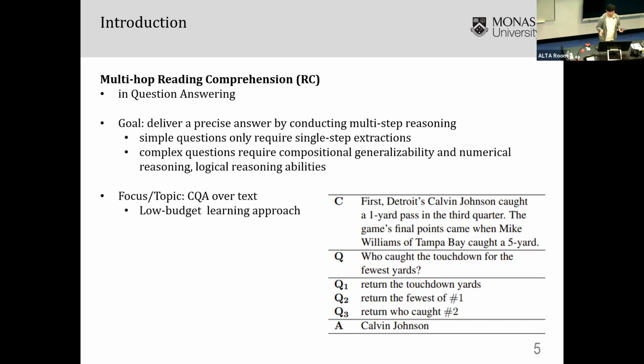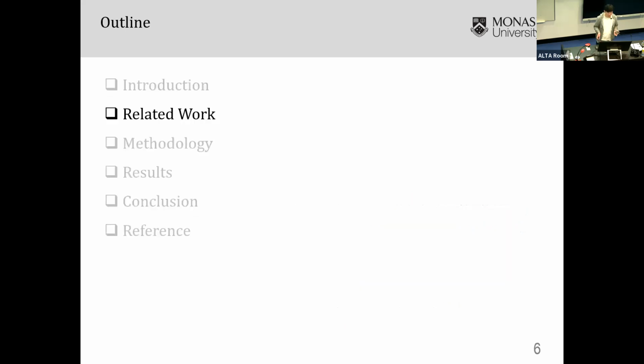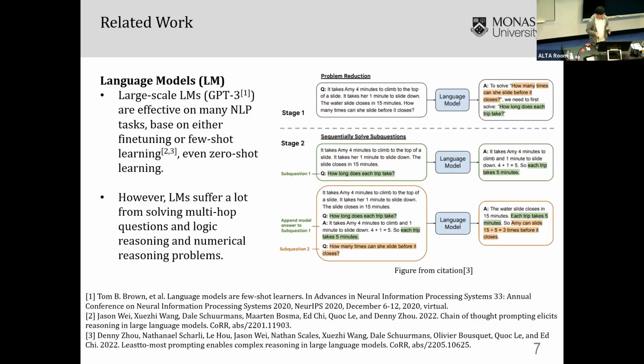I guess the task is clear now, and now the second part, the related work. Maybe I shouldn't talk more about the related work, but I want to emphasize some key points here. For the language models, maybe you know a lot of them. Large scale language models like GPT-3, and now we have ChatGPT, are so effective on many natural language processing tasks based on either fine tuning, few-shot learning, or even zero-shot learning, right? They achieve very good performance, but they have a lot of parameters. GPT-3 has 100 billion parameters to be trained or fine tuned.